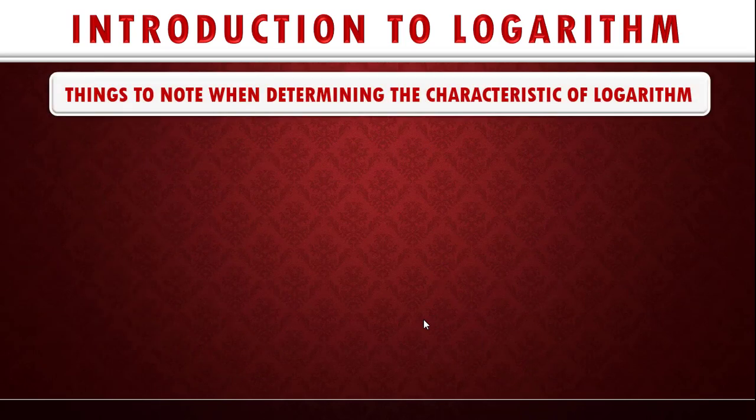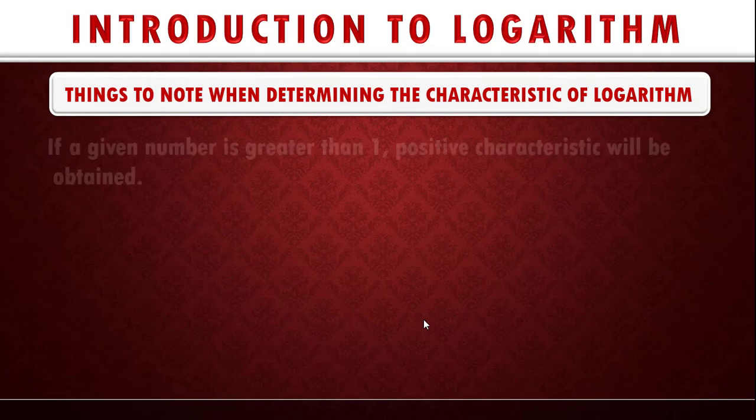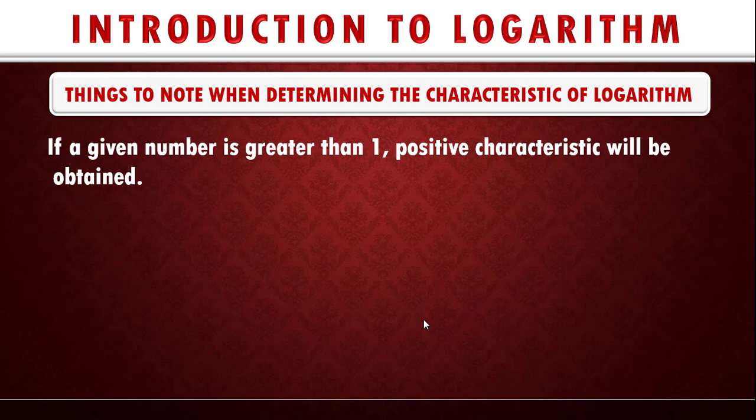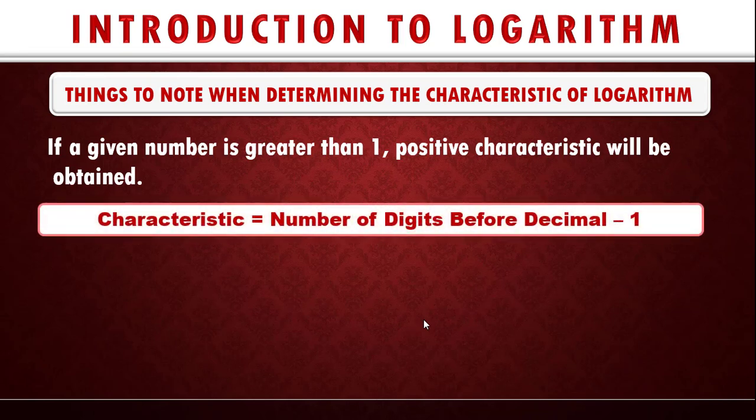Let me now show you the things you need to note when determining the characteristic of logarithm. The first one will be, if a given number is greater than 1, then we can say a positive characteristic will be obtained. Okay, what do I mean by that? We can apply the formula: characteristic equals number of digits before the decimal minus 1. Let's see an example on that.